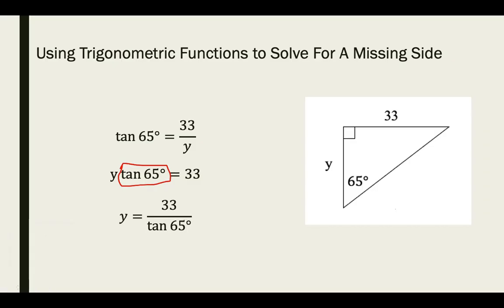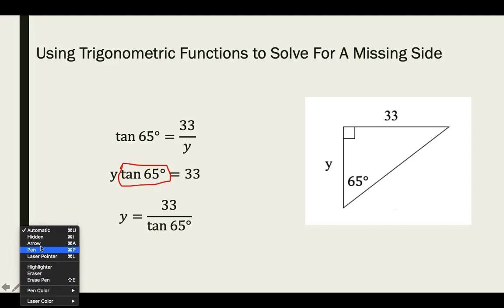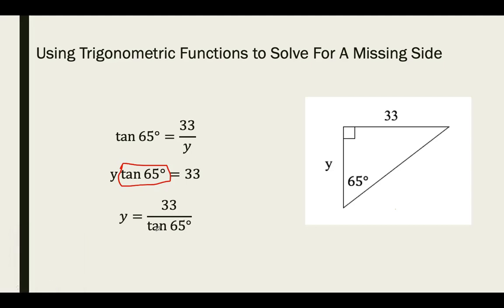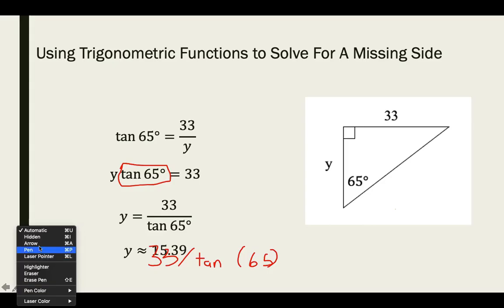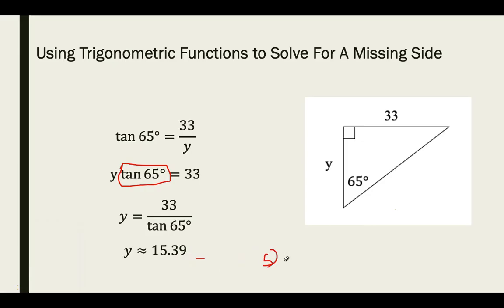Just like before, you can type this directly into your calculator. Make sure you're in degree mode. How do you type that into your calculator, you might wonder? You would just type 33 and then the division symbol or fraction bar, and then hit that tangent button of 65. If you do that, you will get an answer of 15.38. Sorry, 15.39.